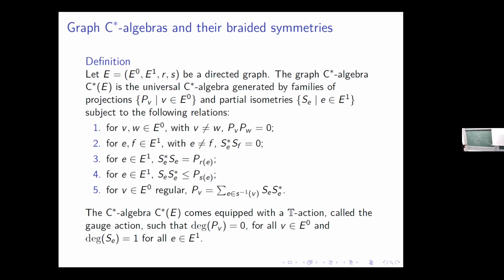So for regular vertices, I get that the sum of all those projections S_E S_E star, where E runs over the set of all edges that start from V, is also a projection, so it should be equal to the projection which is indexed by the vertex V. So the graph system algebra comes equipped with a T action. It is called the gauge action that gives P_V homogeneous degree 0 for all vertices and gives the partial isometry S_E homogeneous degree 1, where E runs over the set of edges.